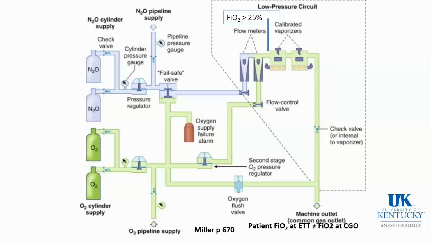You can have an FiO2 of more than 25% flowing through the vaporizers, but the patient FiO2 ends up being less than 25%. And this has to do with the end user recognizing the fact that there is uptake of nitrous oxide, which is variable, and sometimes increasing amounts of oxygen consumption for the patient.